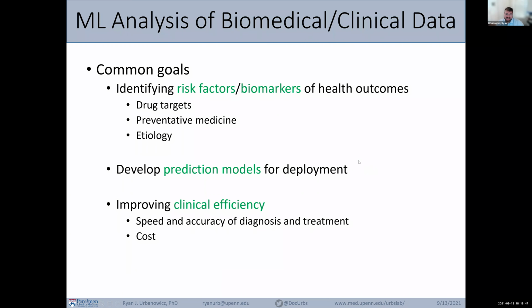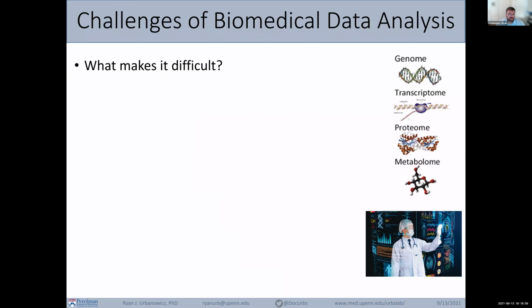We want to improve the speed and accuracy of the diagnoses as well as treatments. And of course, we want to reduce costs wherever possible as well. So biomedical data analysis is one of the things that drew me to it. In many ways, it's almost like a worst case scenario.